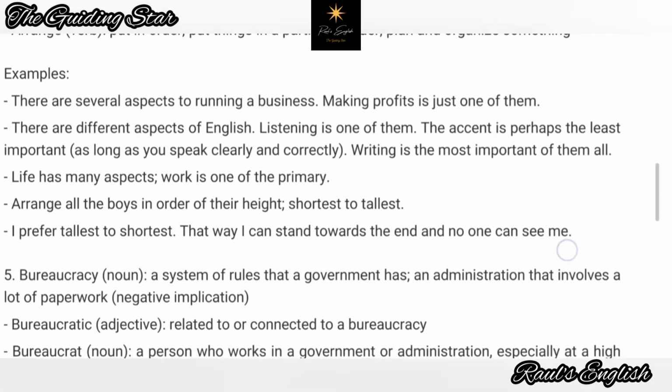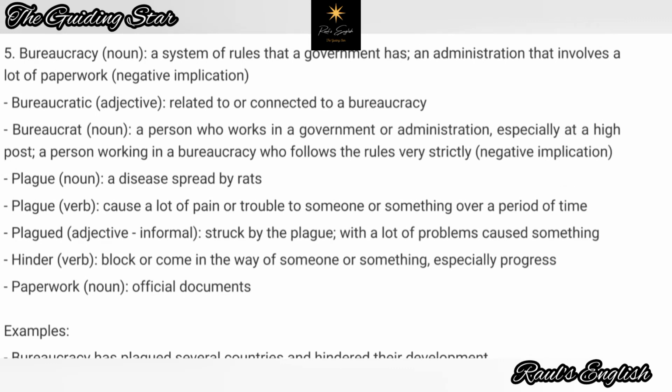Let's move on to number 5, bureaucracy. A system of rules that a government has or follows, an administration that involves a lot of paperwork. So, negative implication. Most governments today are bureaucracies. Most of them have a set of rules, a set of paperwork, but nowadays, or especially these days, bureaucracy is used for a government that has a lot of unnecessary paperwork. So it has a negative implication if you say, oh, that government or that administration is absolutely bureaucratic. That means they have so much paperwork that it's a waste of time.